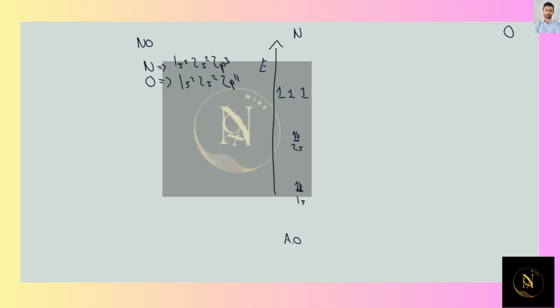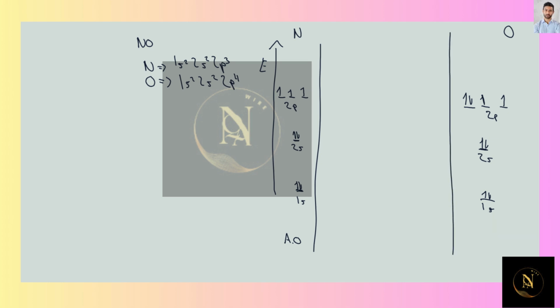Now for oxygen, the energy levels are going to be slightly shifted. I'm going to write down the energy level for 2p over here. In this case, the relative energy of the orbitals is not really that interesting or necessary for solving this problem, but the atomic orbitals need to appear over here.